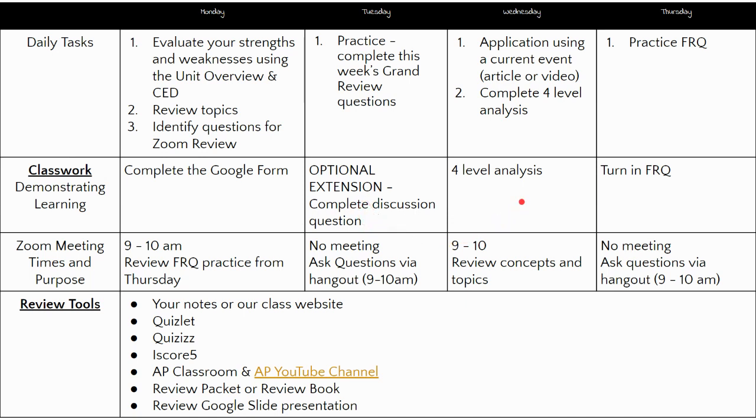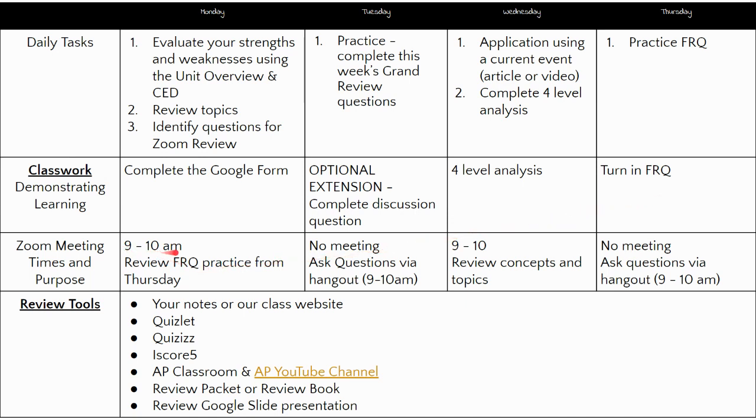Wednesday, you'll turn in your 4-level analysis so I can make sure that you're doing some application work and I can gauge if you are struggling with this. The most important thing that you're going to do the whole week is to complete your FRQ. This is what's going in the grade book. These are all homework grades. This is the only grade that's going to kind of count. I'm not sure if it's going to be an FRQ grade. I have to talk to Mr. Baustein about that. We still have some more planning to do before this goes live, but I promise I'll tell you once we figure it out.